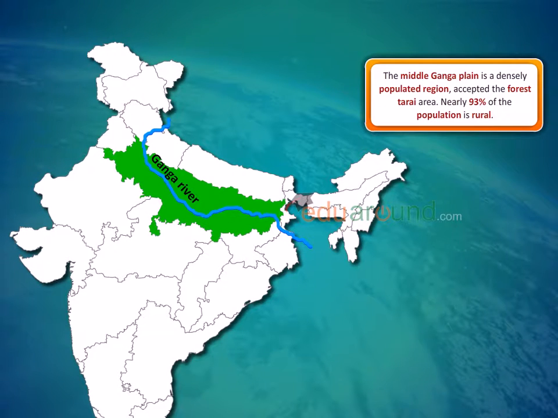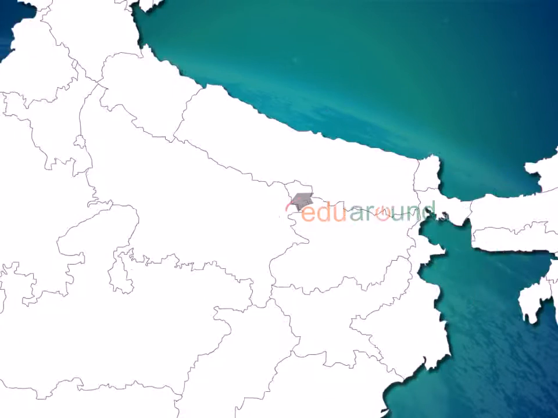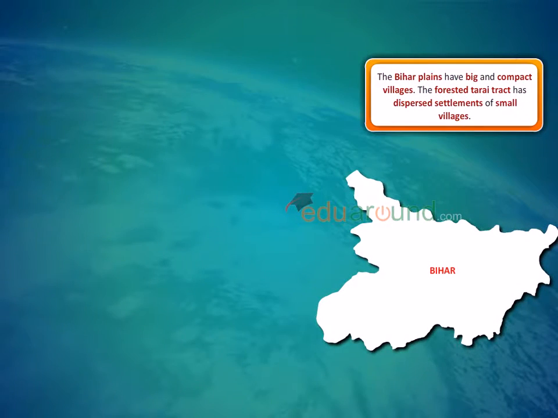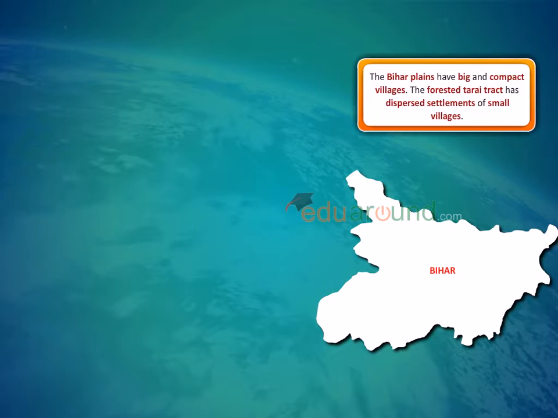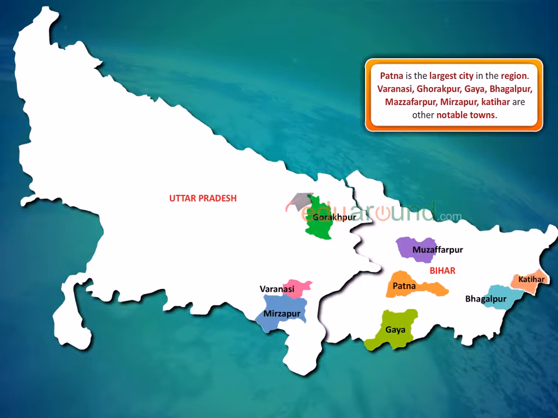The Middle Ganga Plain is a densely populated region, except the forested Tarai area. Nearly 93% of the population is rural. The Bihar plains have big and compact villages. The forested Tarai tract has dispersed settlements of small villages. Patna is the largest city in the region. Varanasi, Gorakhpur, Gaya, Bhagalpur, Muzaffarpur, Mirzapur, and Katihar are other notable towns.